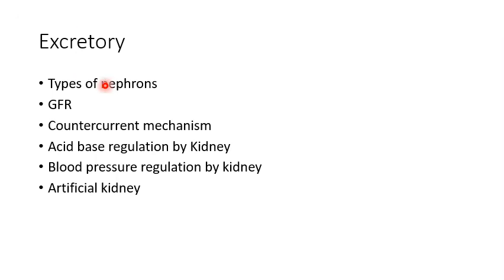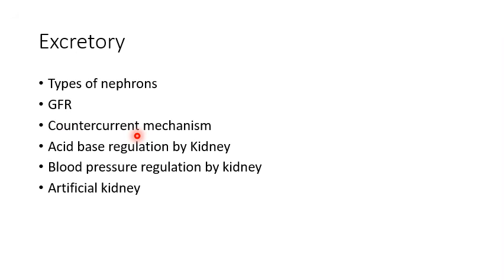Coming to the excretory system, the types of nephrons, juxtamedullary and cortical nephron, what is the difference? And what is the GFR definition? What are the factors regulating the GFR? In factors regulating GFR, you elaborate about the Starling forces like hydrostatic pressure and oncotic pressure. Also, you elaborate about the glomerulotubular mechanism or tubuloglomerular feedback mechanism in the regulation of GFR.